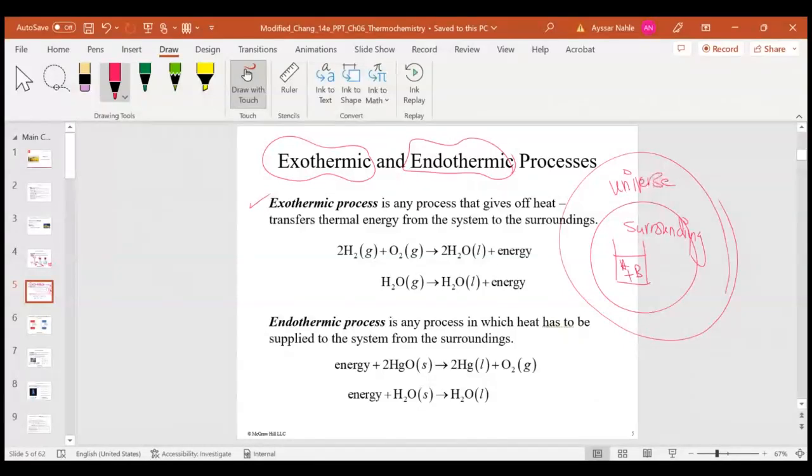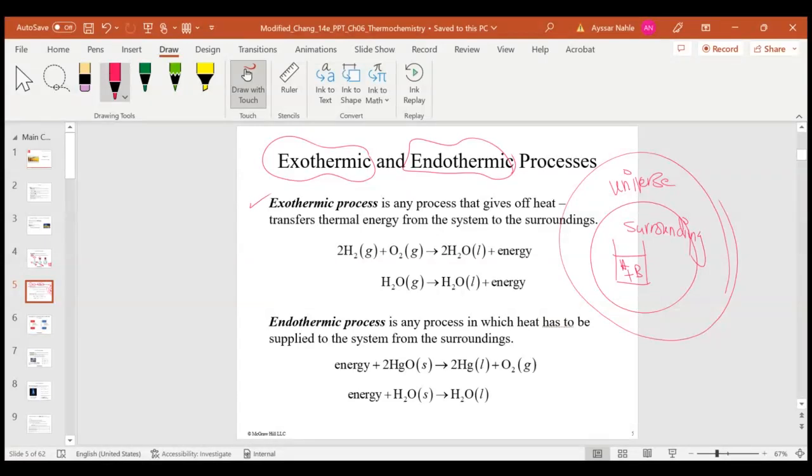If I have a beaker, or if that's my mobile, that's my system I want to study. Anything I want to study is my system. But if this mobile is going to give up heat, where will the heat go? It will go to the atmosphere, that means to the surrounding, whatever is surrounding. And this mobile and the surrounding and everything around us is going to be called the universe.